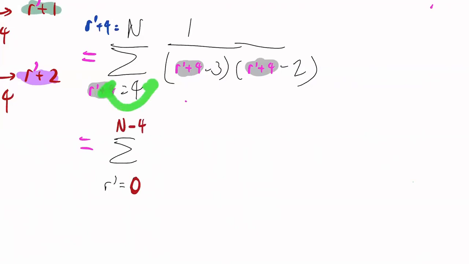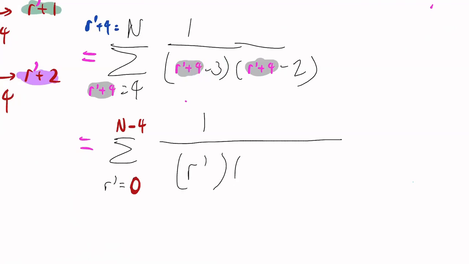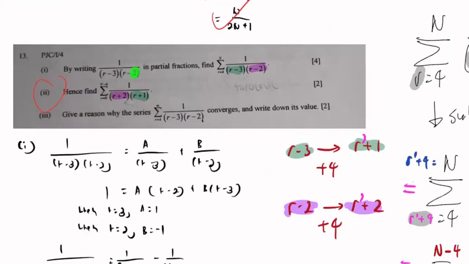You see, +4 bring over -4. Some students can do this inside their head. I cannot. Okay, I have to write it out. Okay, +4 minus 3, what do you get? You get r prime, right? Yeah. +4 minus 2, you get what? The +2. You realize at this stage, it looks very similar to what we wanted already.